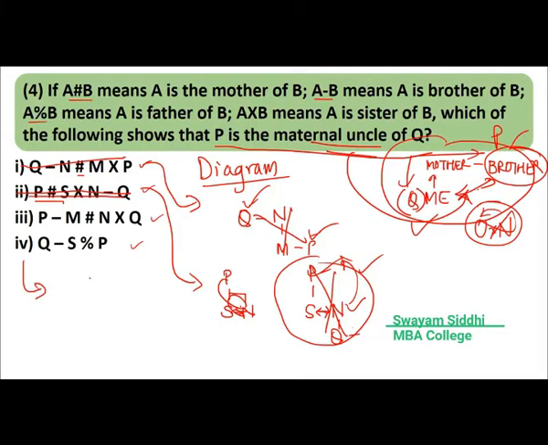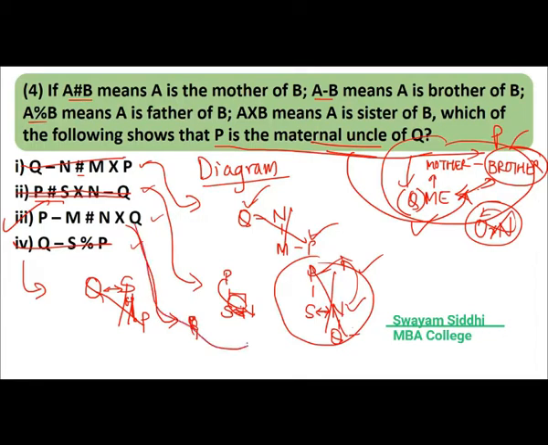Let us move on to the fourth option. This looks easy. Let us see what it is. Q dash S, that means Q is brother of S, so siblings we show by this. Now Q is brother of S, S percentage P, percentage means father, S is father of P. Again P and Q, P comes at lower level, so this is not the option. What remains is the third. So this is the answer, but let us not keep it to assumption, let us draw.